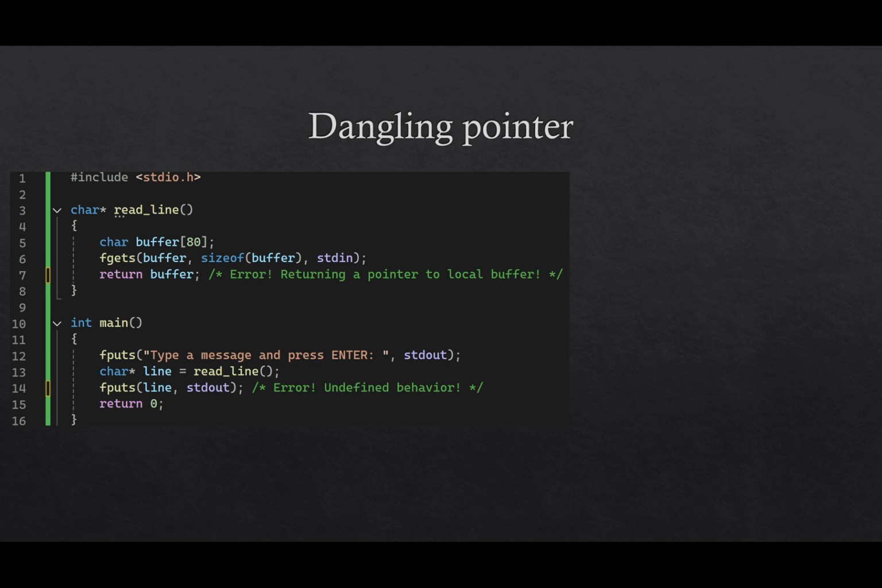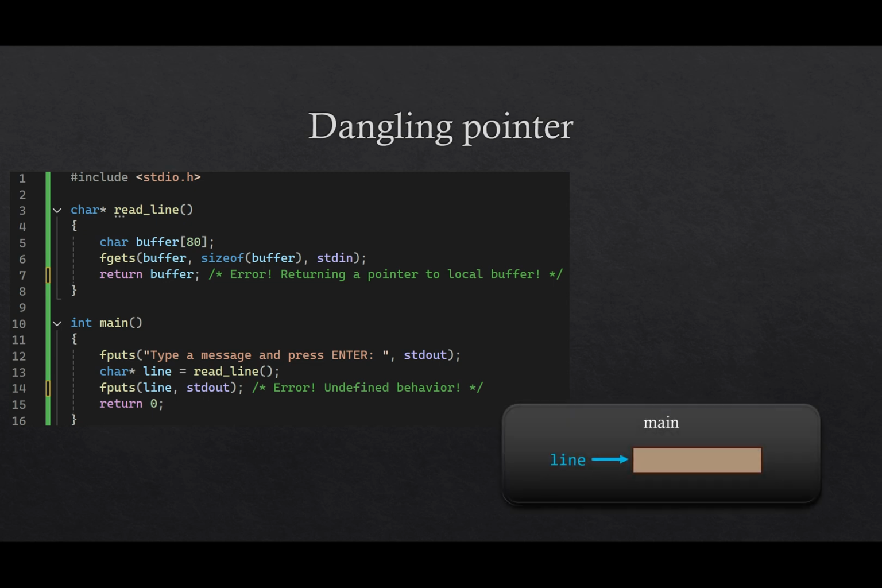It has a read line function and then the main function starting on line 10. The main function is the program entry point. This is where the code starts running when your program is launched. So when the flow of control enters the main function, a stack frame is created for the main function that contains all of its local state, including its local variables.